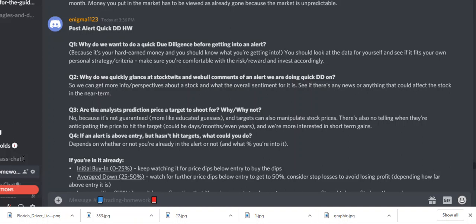That's basically what due diligence is for an alert. It's looking at all the reviews, the screen quality, and if it's the right size for your living room. Basically, we want to make sure it's the right stock for you, because not every alert is something that you want to get into specifically. Maybe you have 2 or 3 oil stocks already and you don't want a third. Maybe you have 2 long plays already and you don't want another. You want to make sure it's a stock that is good for your portfolio. And like he said, it's your hard-earned money, and you should know what you're getting into. You should look at the data for yourself and see if it fits your own personal strategy criteria, and make sure you're comfortable with the risk and reward, and invest accordingly.